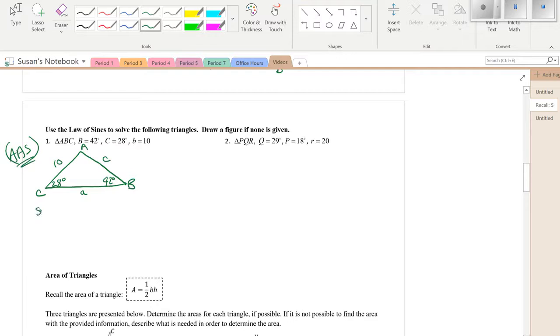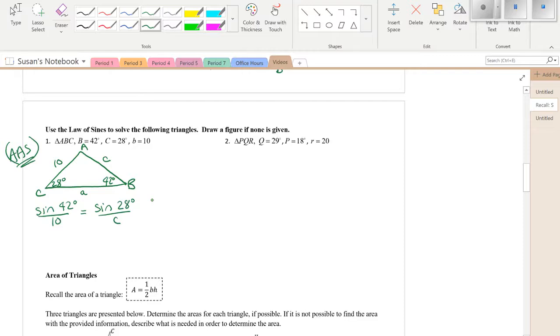So for this, we have the sine of B, which is 42 degrees, over B length, which is 10, equals the sine of C, which is 28 degrees, over little c, which is also equal to the sine of A over A. You can solve whichever ones you want first, doesn't really matter. Of course I couldn't solve the sine of 28 degrees over C equals the sine of A over A, so I'm going to take this off for right now.